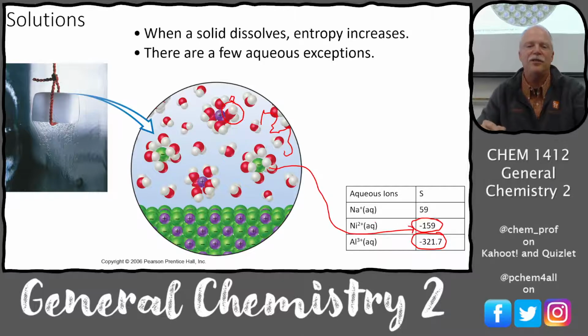It's not that these things are at less than 0 Kelvin. It just means that they're more ordered than the system apart. Like water and nickel chloride apart have a certain entropy. You move them together and you make nickel chloride aqueous, and you have a negative entropy for the nickel part. You organize the water solution around the nickel and chloride ions.